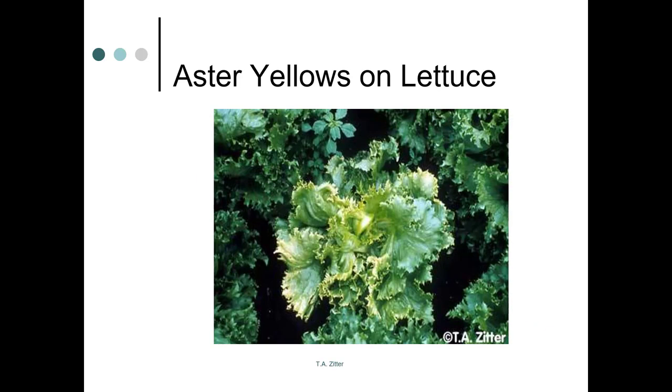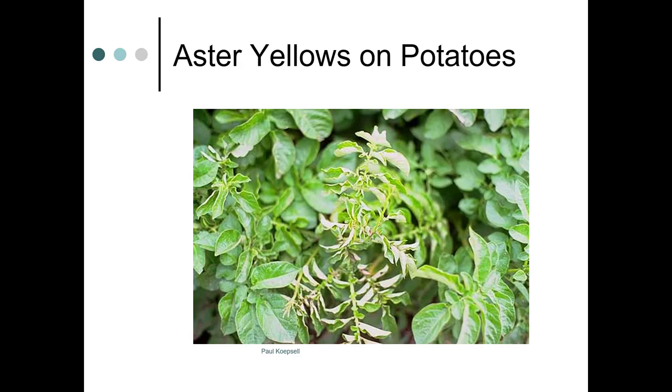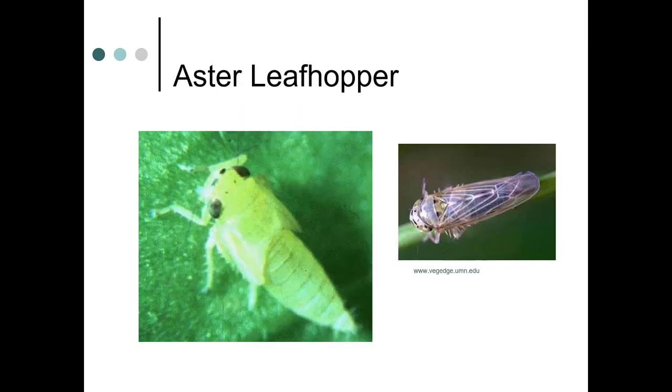Here's what it looks like on lettuce. Here's what it looks like on black-eyed Susan. Here it is on potatoes. And you can see this is the aster leafhopper. On the right, it's got wings. On the left, this is a wingless nymph.